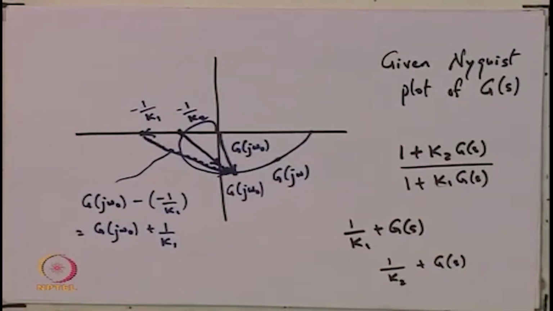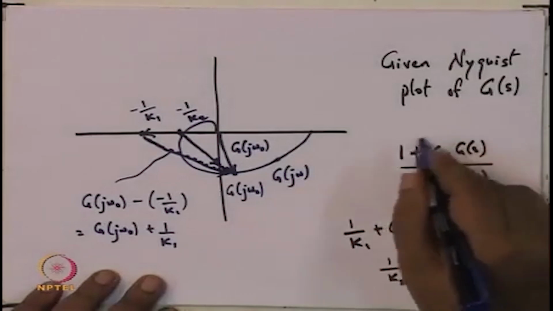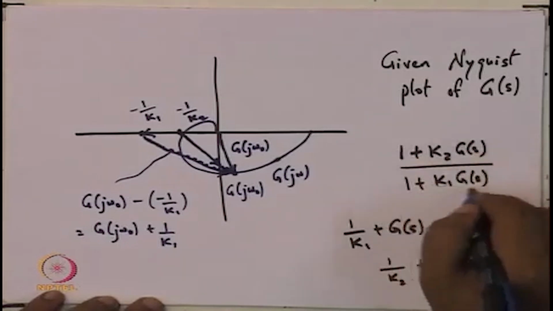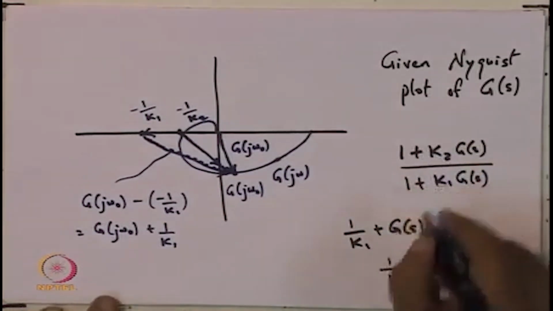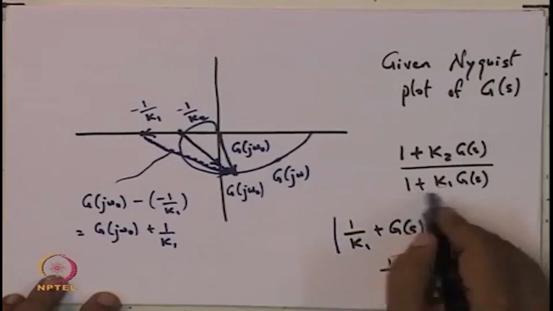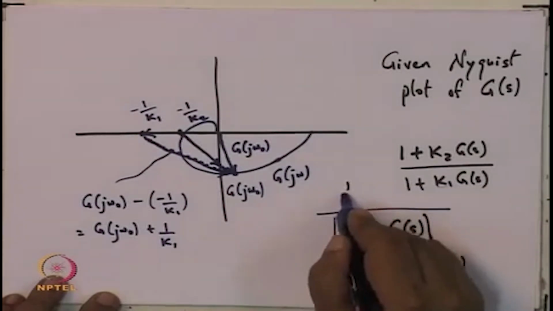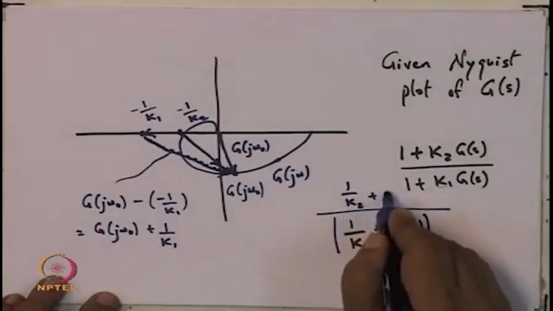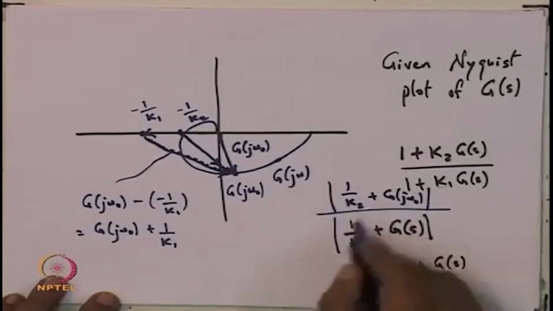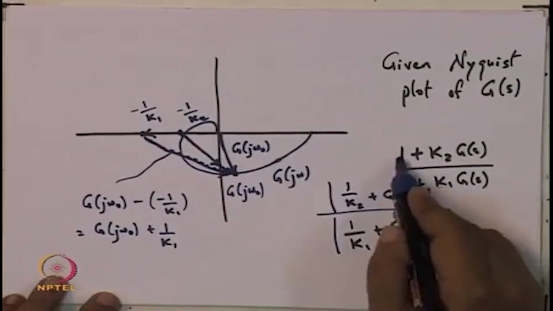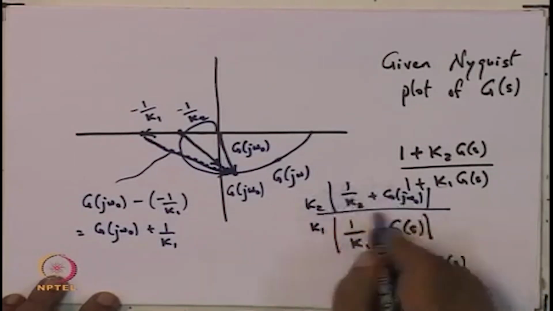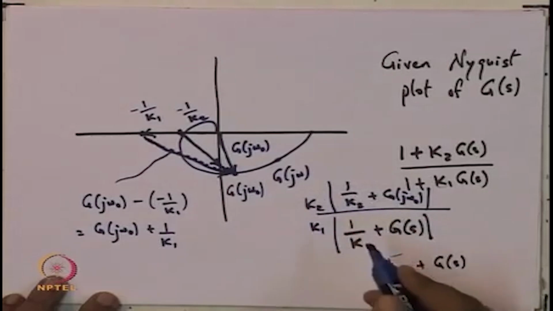Okay. So, now if we wanted to evaluate this at j omega naught, what we are really evaluating is the magnitude of this vector in the denominator and the magnitude of this other vector, 1 upon K 2 plus G j omega naught, in the numerator. And of course, because I have pulled out K 1 and K 2, there is a factor of K 2 by K 1. So, the magnitude of this and this.